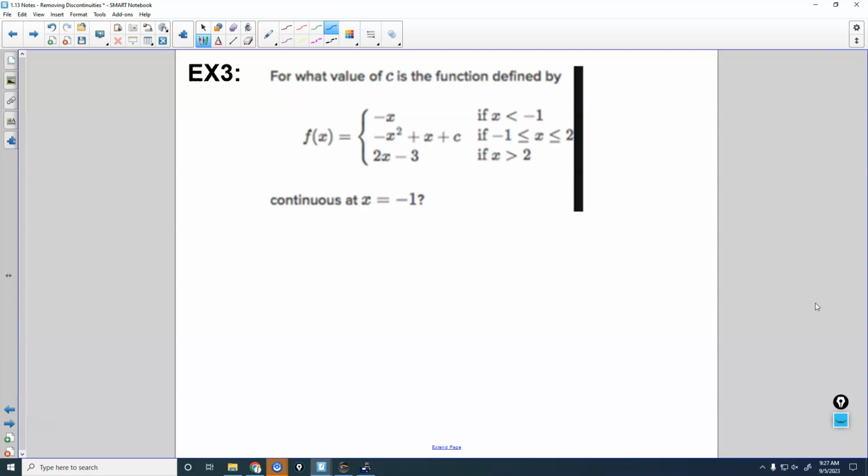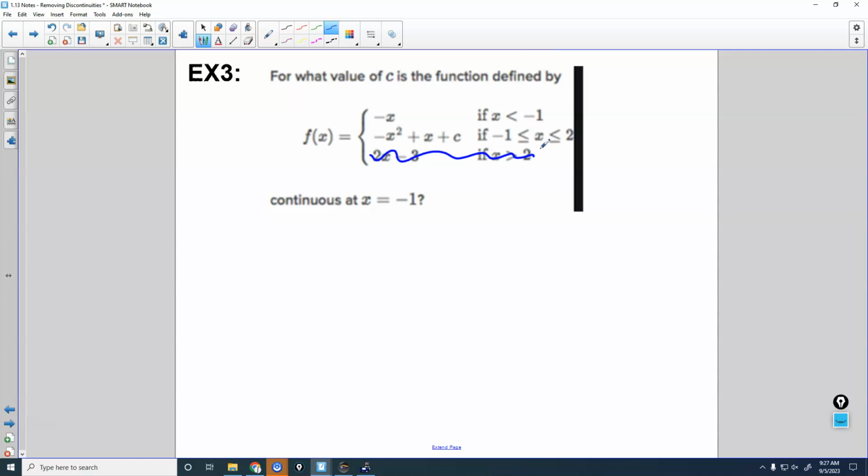For what value of c is the function defined by this equation here continuous at x equals negative 1? Okay, so they're only asking us about x equals negative 1. Which means we can ignore part of this equation. Which part can we ignore? The last part, because this has to deal with 2, right? So we could check for continuity at 2 if it asks us to do that, but it's not asking us about that. So we're not even going to look at that bottom part of this function.